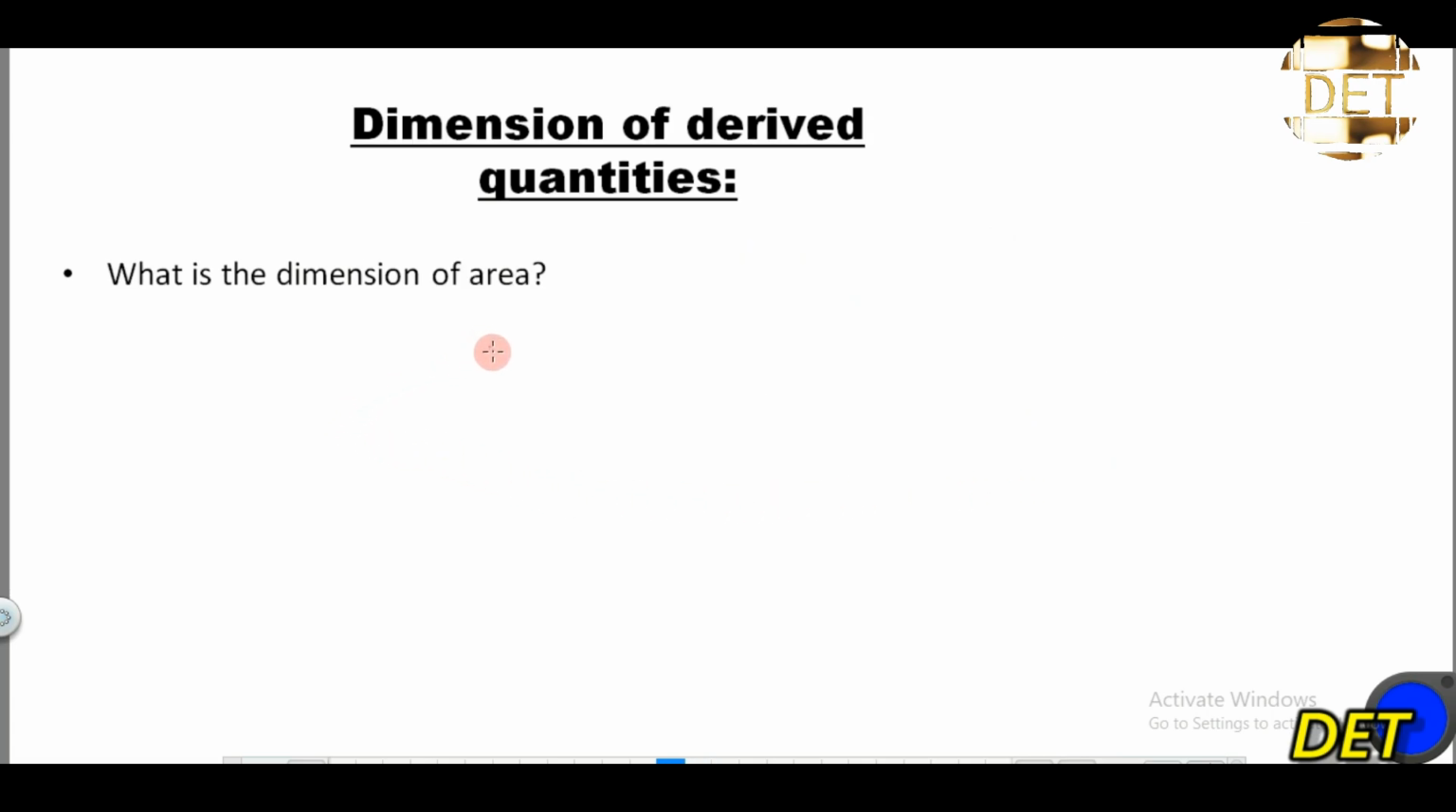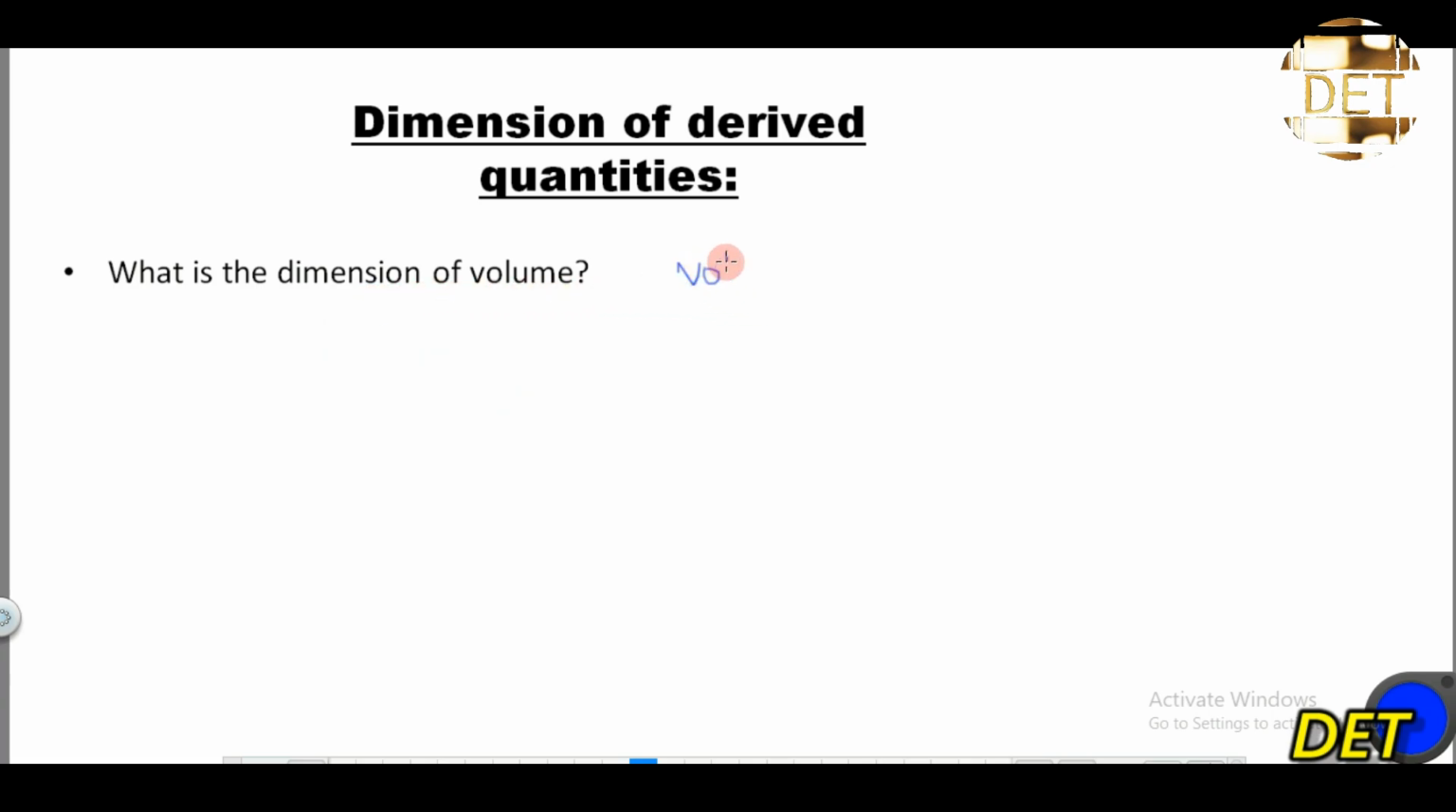What is the dimension of area? So area, you have area to be length times length in terms of a square, right? Length times length. So the dimension for area will be equal to L squared. This is the answer. We just expressed it in terms of fundamental quantities.